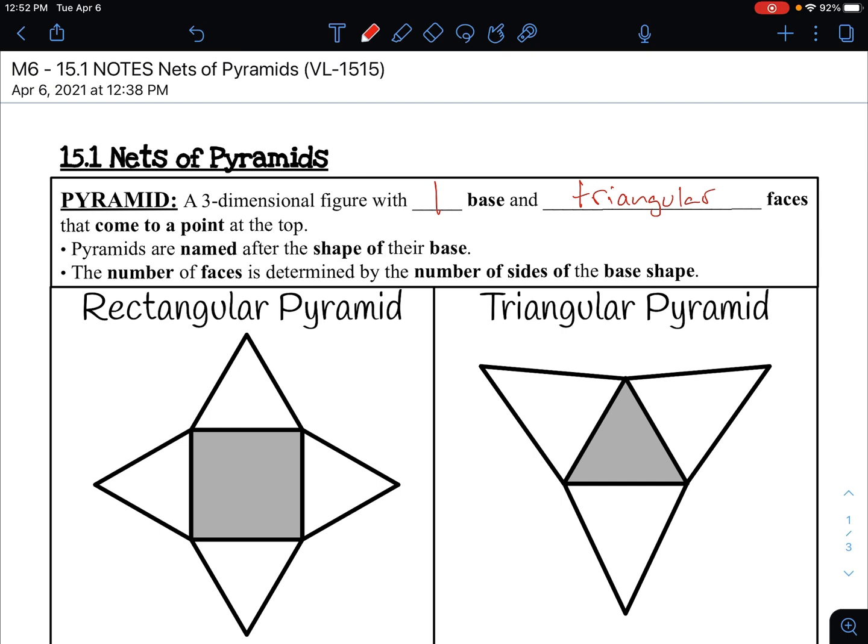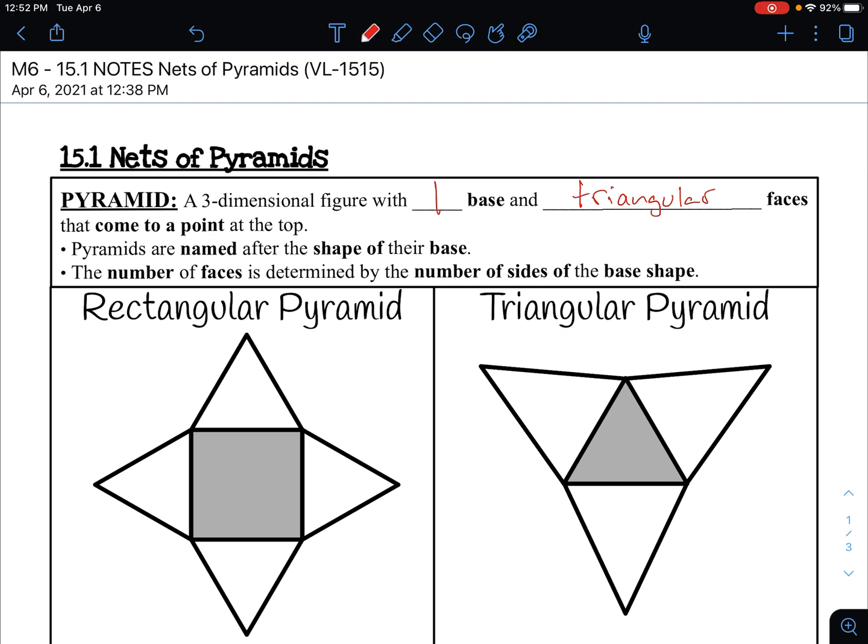This makes it different from a prism because a prism has two bases and it has rectangular faces, or rectangular sides, whereas a pyramid has one base and triangular faces. Now, there are different kinds of pyramids. We're only going to focus on rectangular and triangular pyramids, but technically you could have a pyramid with a pentagon or octagon or hexagon or any number of sides for the base. So you can technically have a pyramid with 12 triangular faces that meet up at a point.